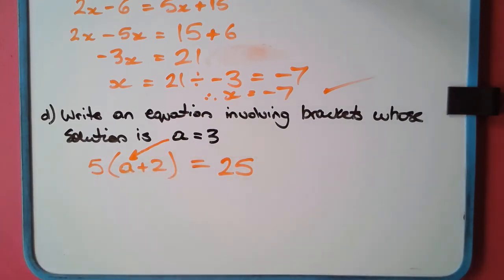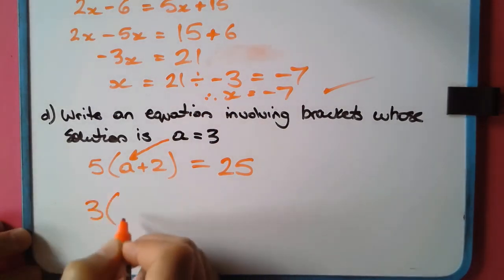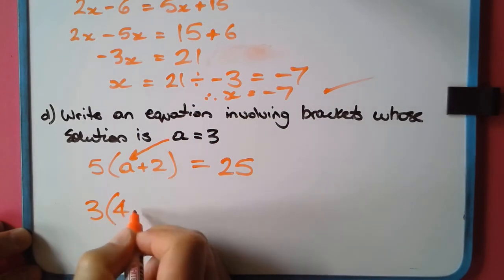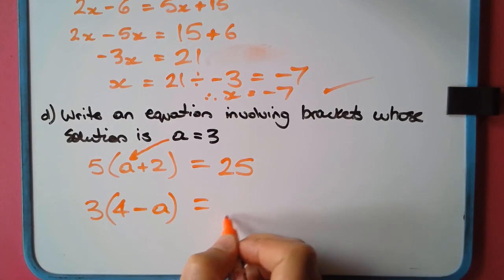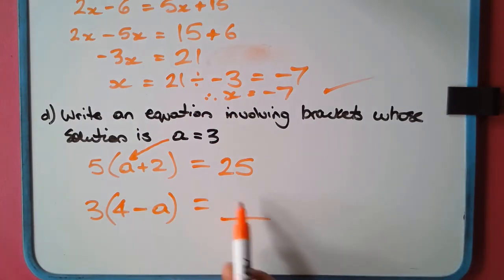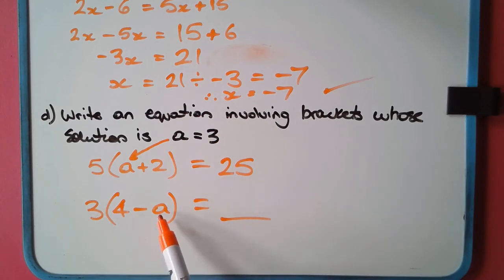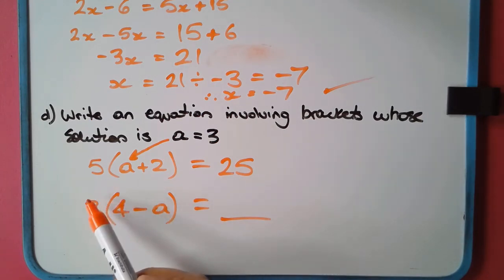Is there another equation I can come up with? Sure. Let's come up with another one. Again, invent some numbers. Maybe 3 outside of 4 minus a. I need to find a number here so that this whole thing is true. If a is 3, 4 minus 3 is 1. 1 times 3 is 3.